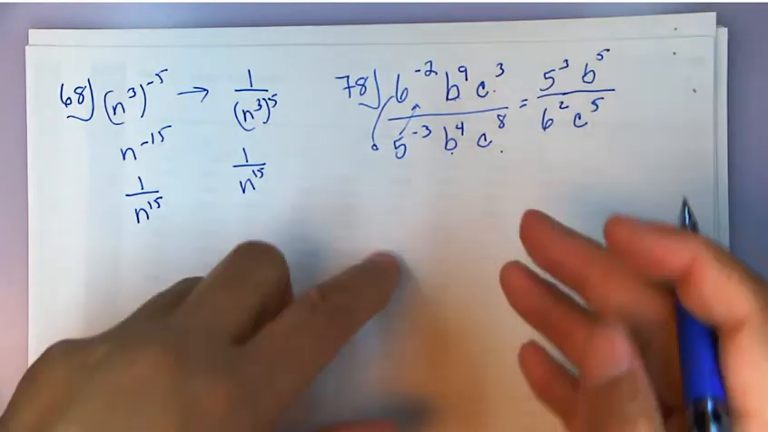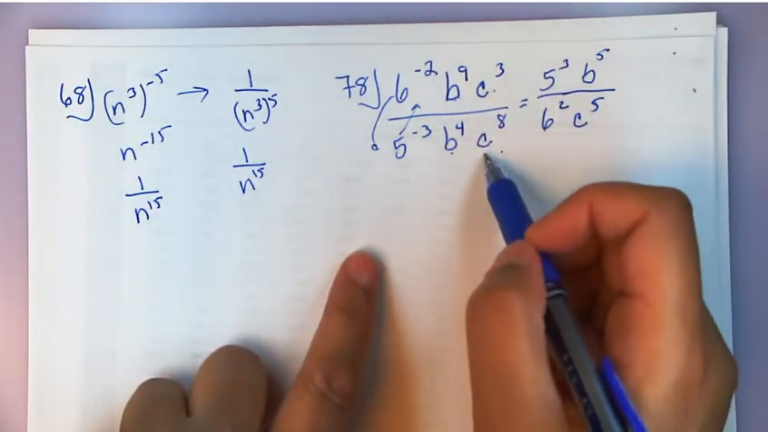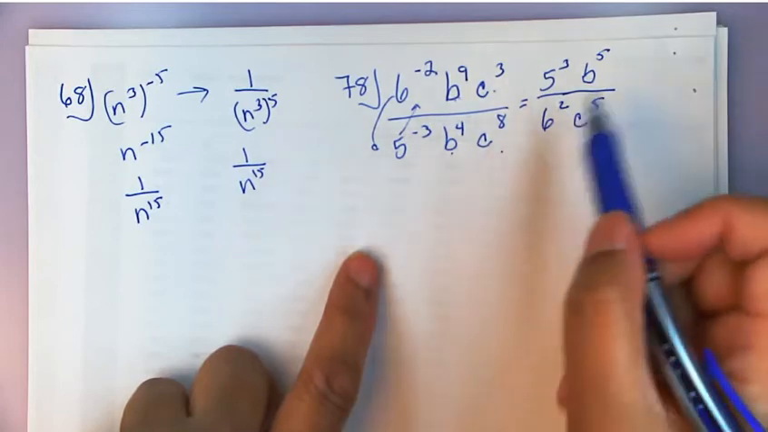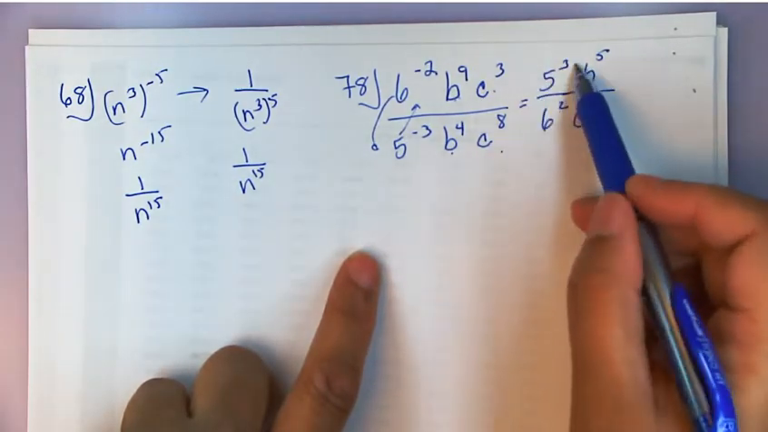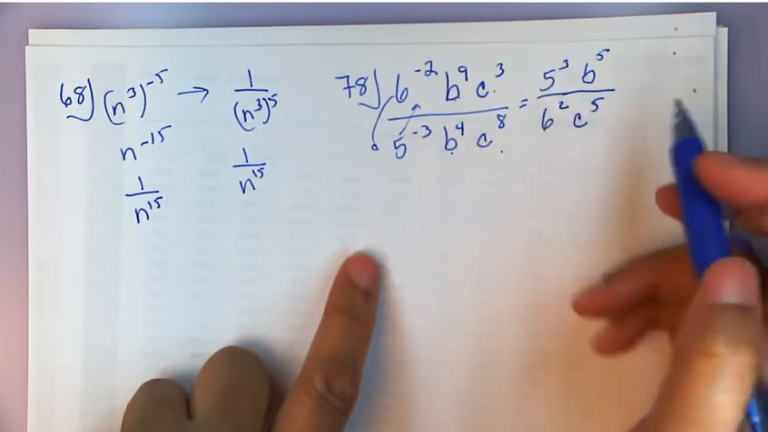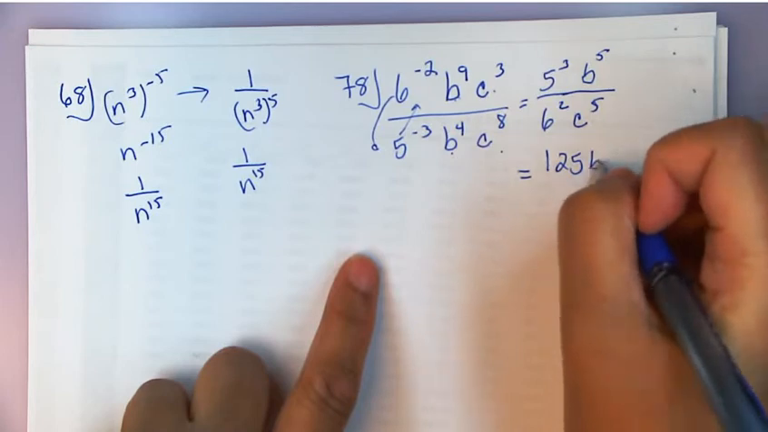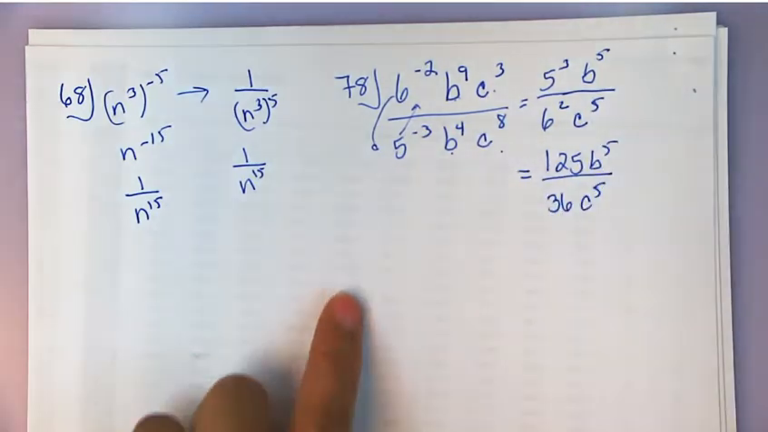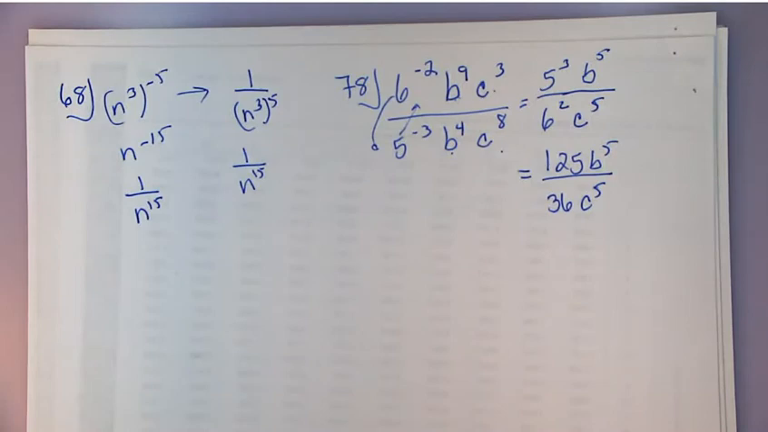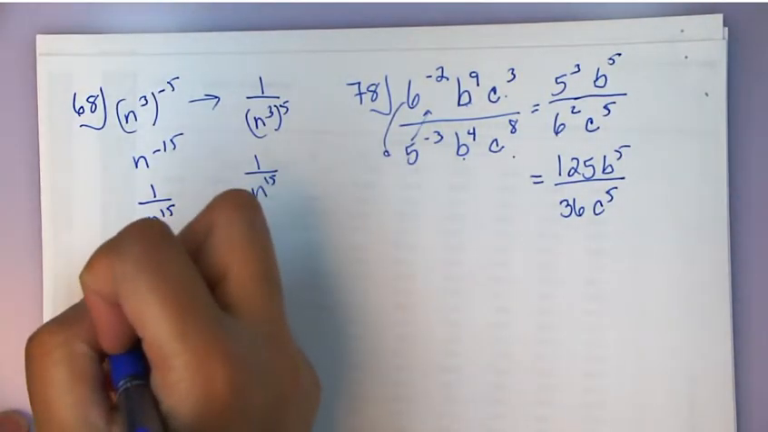Remember, c cubed means c times c times c, and c to the 8th means I have 8 c's on the bottom. 3 cancel out, and I'm left with 5. Of course, because the powers of the numbers are small, we have to multiply them out. I get 125 b to the 5th over 36 c to the 5th, and that is my answer. Okie dokie, let's try another one. Last one of this section, number 80.